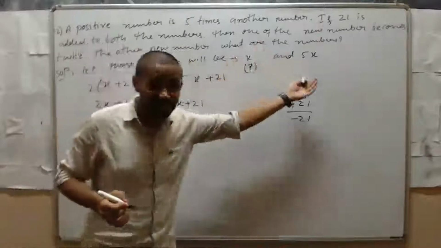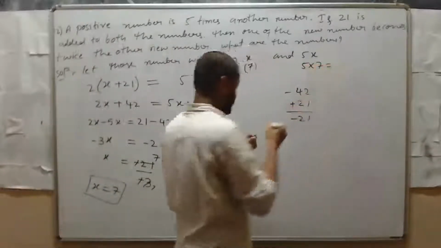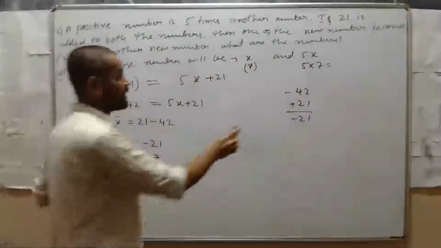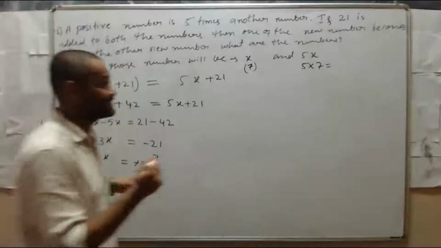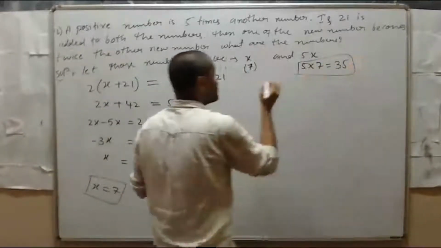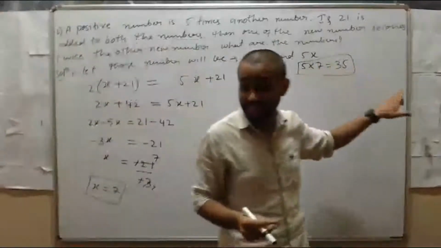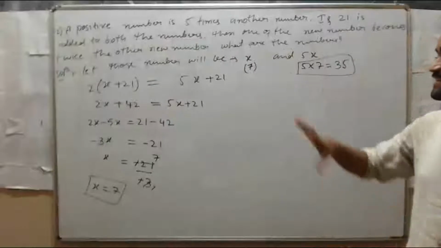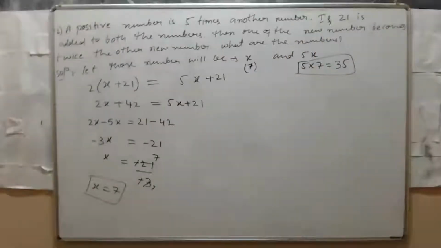And what is the other number, students? That is 5 into 7, that is 7 fives are 35. Both the numbers, 7 as well as 35, are what we get after solving this. Yes Rajat, Prakash, Nikhil, yes, x is equal to 7.